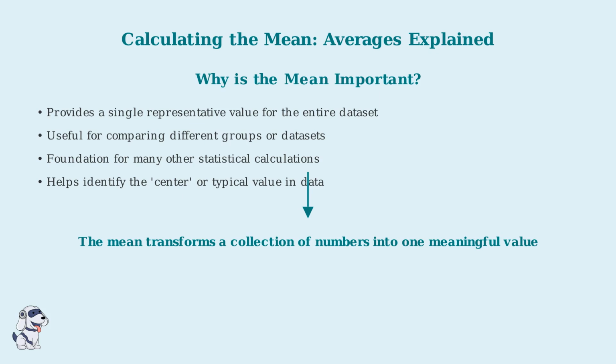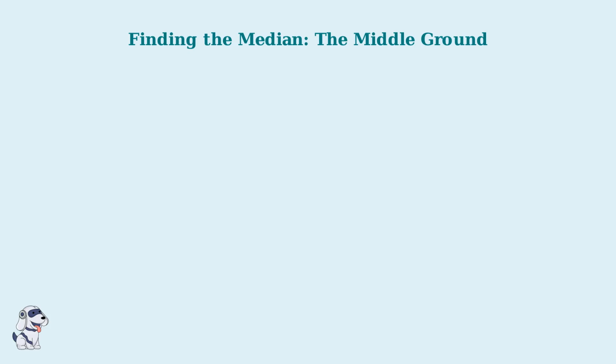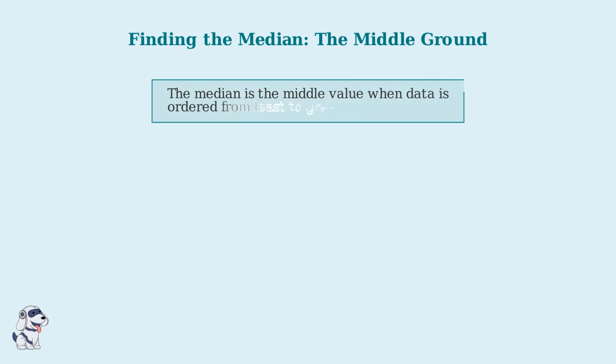This makes it one of the most powerful and widely used tools in statistical analysis. The median is a fundamental measure of central tendency that represents the middle value in a dataset. Unlike the mean, the median provides a robust measure that isn't easily affected by extreme values or outliers. The key to finding the median is first ordering our data from smallest to largest. Once ordered, we can identify the middle position.